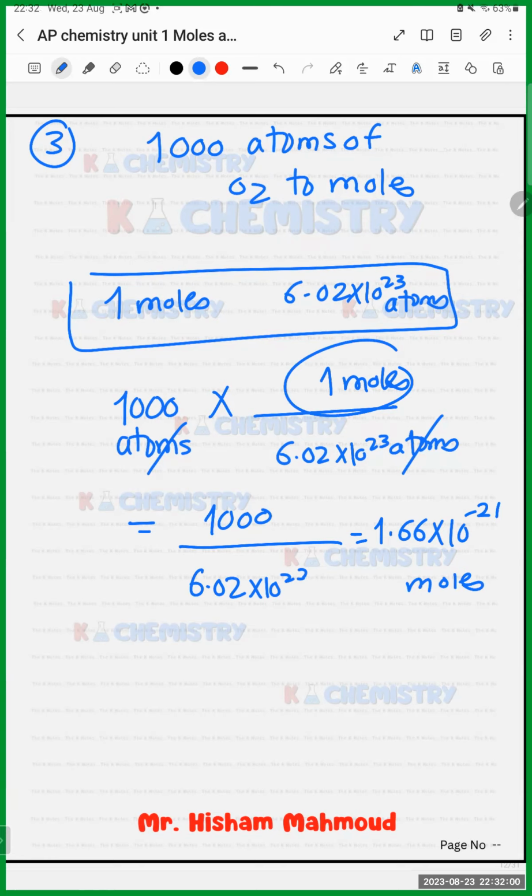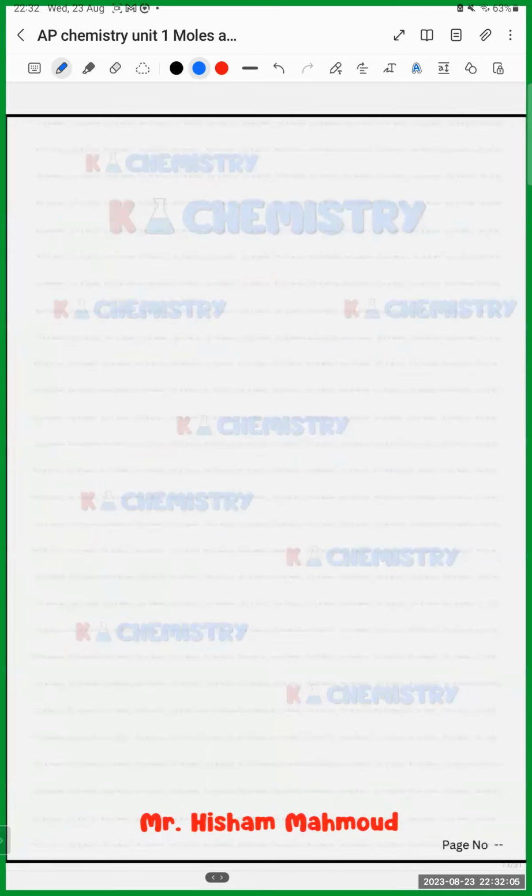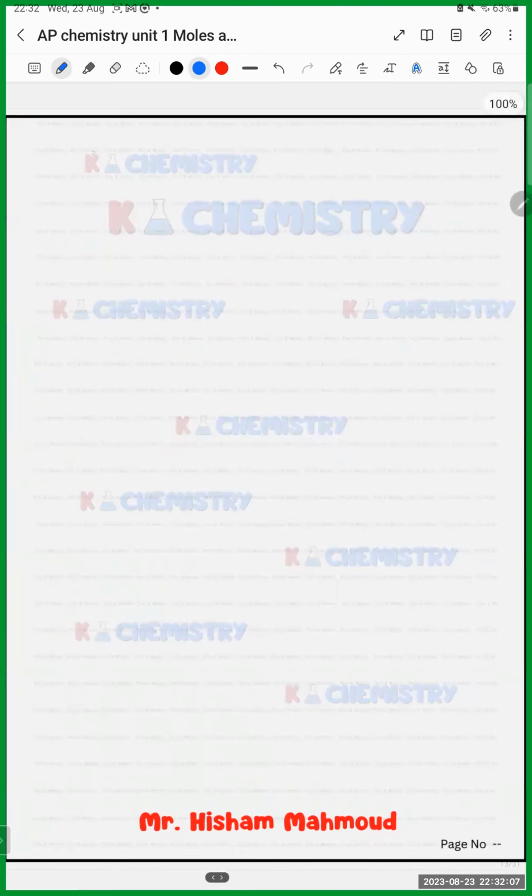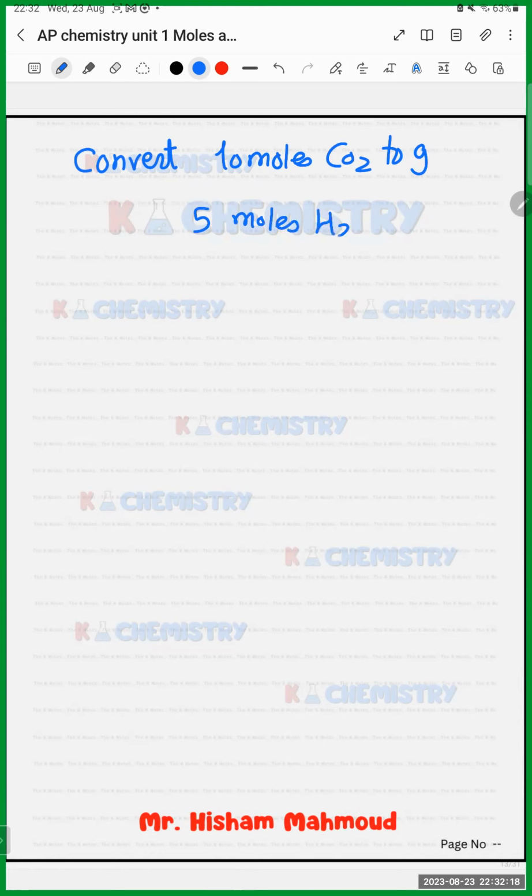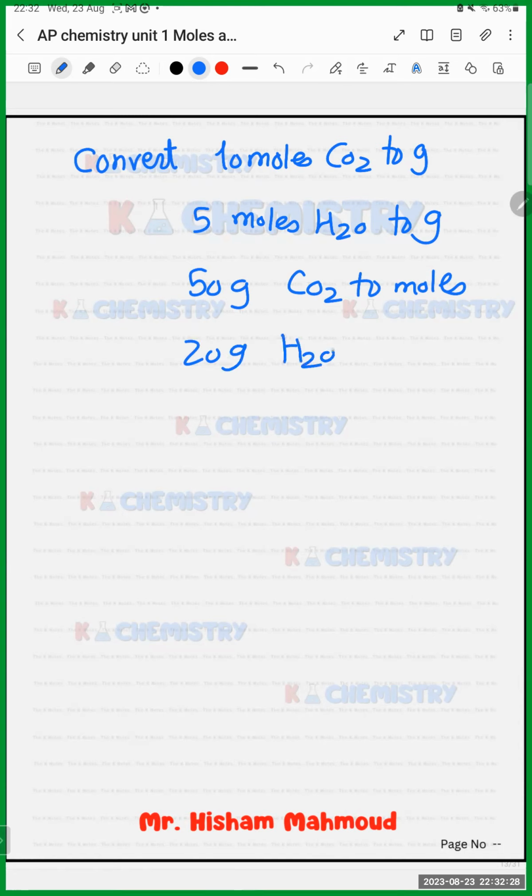So how can we use dimensional analysis with moles and molar mass? Let's have 5 more examples. We need to convert, and this will be like homework: convert 10 moles of CO2 to grams, convert 5 moles of H2O to grams, convert 50 grams of CO2 to moles, convert 20 grams of H2O to moles, convert 1,000 molecules of CO2 to moles.